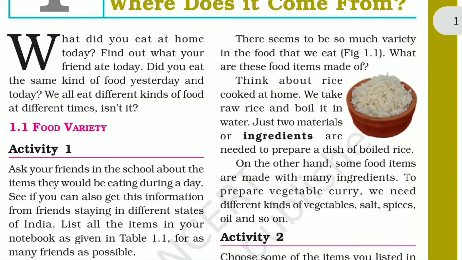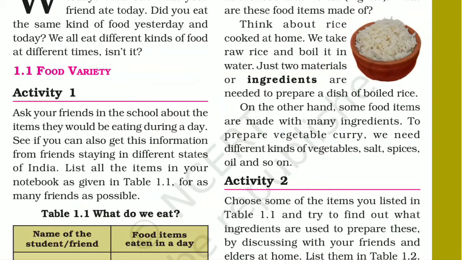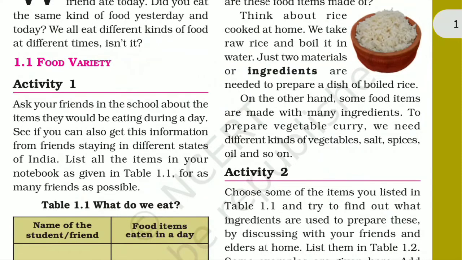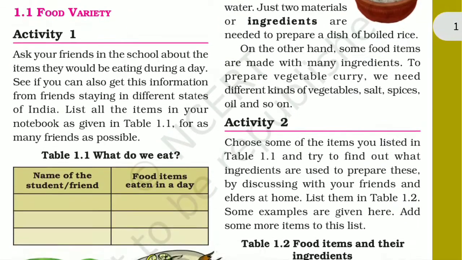So I'll tell you the definition of ingredients. Ingredients are spices or things used to prepare a dish or a particular dish. So these two items are used to prepare a dish of boiled rice. On the other hand, for some food like curry, they take so many ingredients like vegetables, salt, spices, oil, and so on.